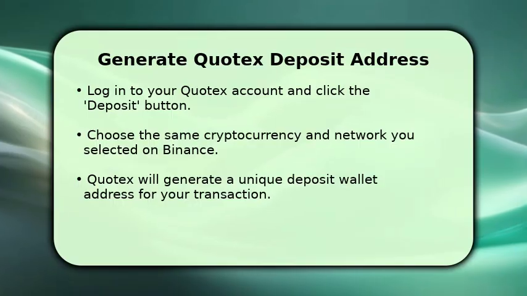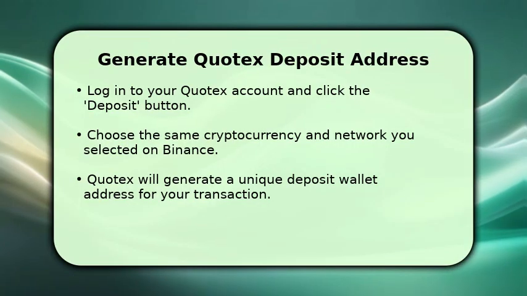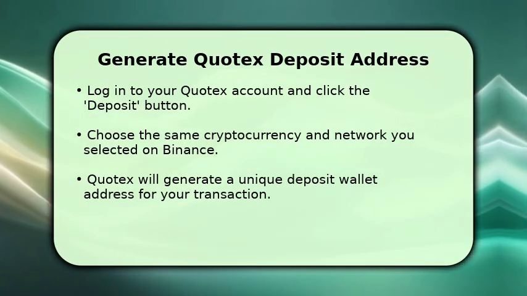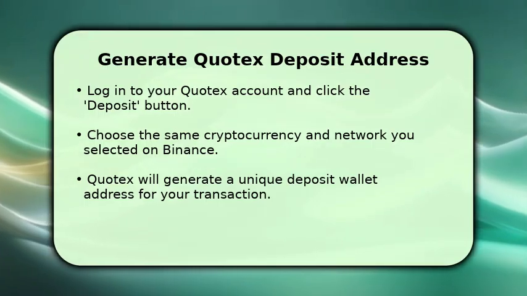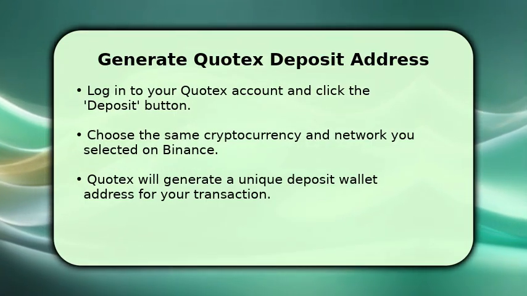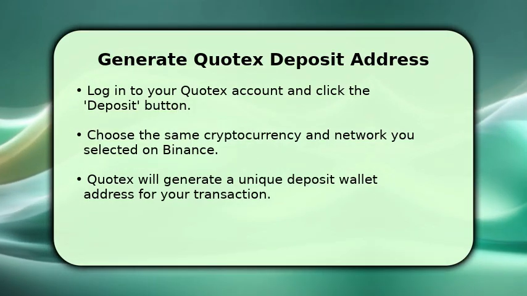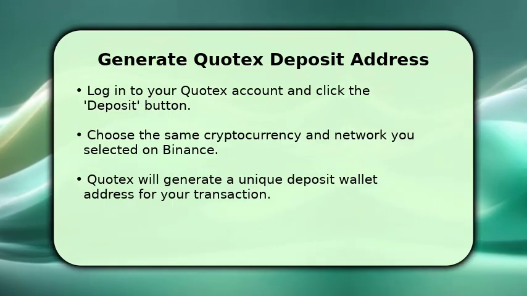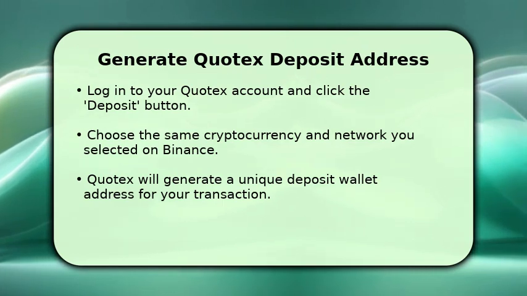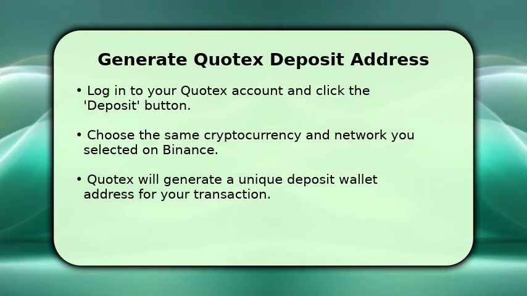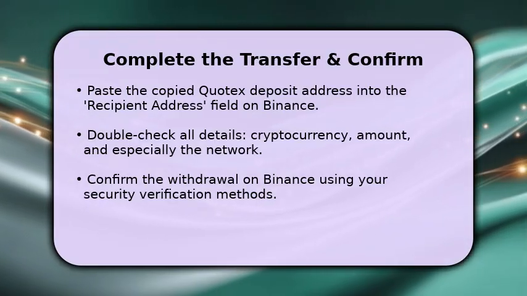Now switch over to your Quotex account. Log in and locate the deposit button, usually found in the top right corner or within your account profile. Here, you'll select the identical cryptocurrency and, most importantly, the matching network you chose on Binance. Quotex will then provide a unique deposit wallet address. Copy this address with extreme care, as any mistake will result in your funds being sent to an incorrect, unrecoverable location. Return to Binance and paste the Quotex deposit address into the recipient address field.